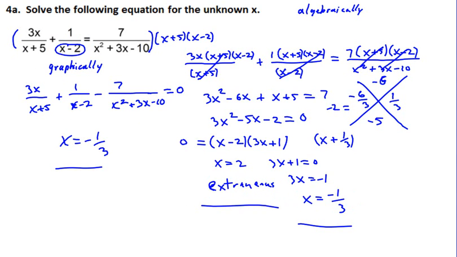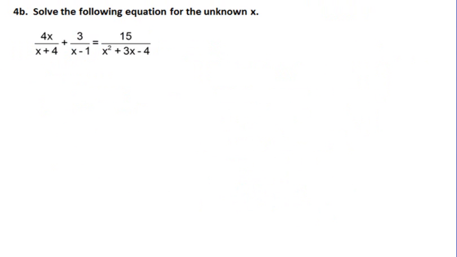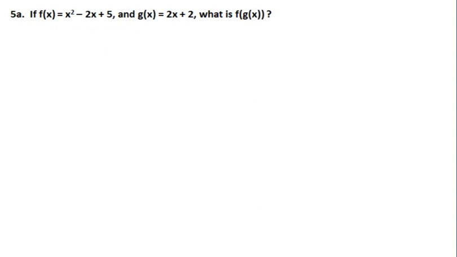Okay, let's go on to 5. If f of x equals x squared minus 2x plus 5 and g of x equals 2x plus 2, what is f of g of x? So this is a composition of functions. Sometimes you'll see this written as f of g of x instead.